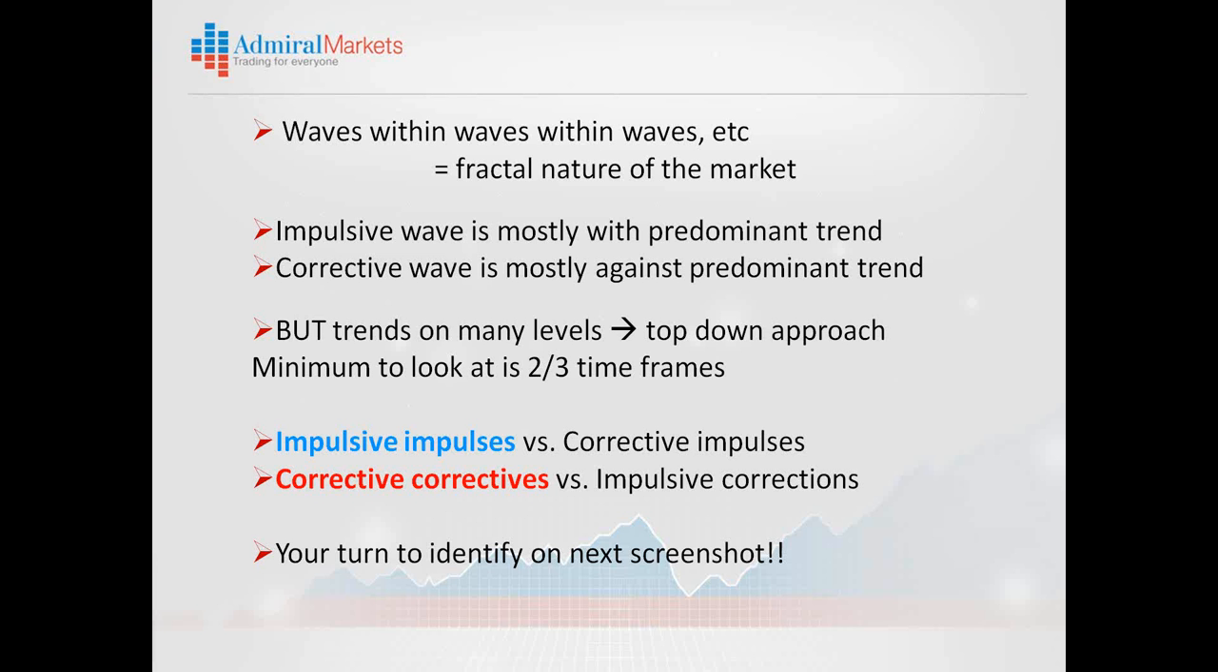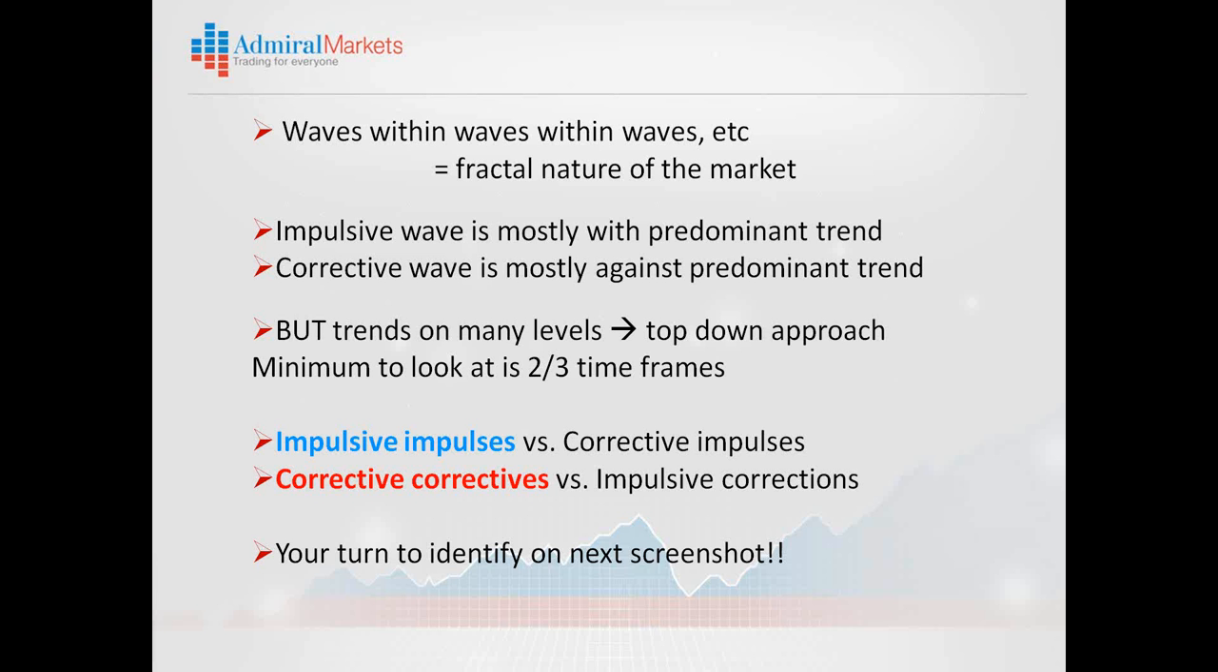So with that being said, as I already said, impulse waves go mostly with the predominant trend, and corrective waves mostly against the predominant trend. We already talked about that. But there are many trends or many levels, so we want to take a top-down approach. What I do is start at the weekly chart and move down mostly to an hour chart, sometimes even 15-minute, depending on what I'm trading. Depending on your experience level, maybe start with 3 time frames, and once you grasp 2 or 3, you can then expand your scope.